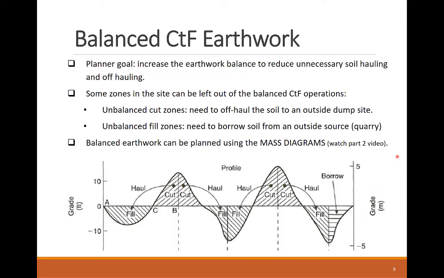For real roadway projects, we don't use sticky sands. We use mass diagrams that can help a lot in visualizing earthwork projects and planning their balanced CTF operations. So stay tuned to the next video to learn more about mass diagrams.